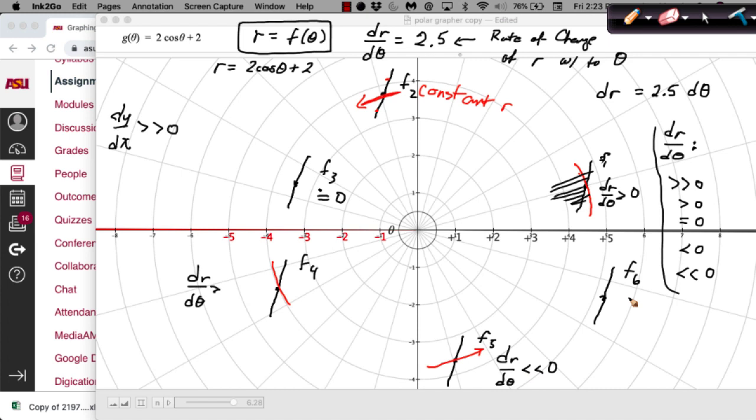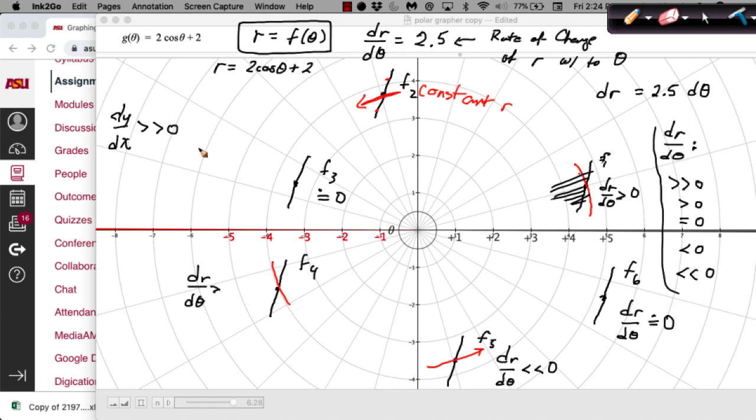And finally, F6. About 0. Right? R is staying constant as we go counterclockwise. Does it make sense? So again, I drew them all with the same slope, the same xy slope, so they all have the same slope, y as a function of x, but in the polar plane it's totally different, right? They have all different rates of change based on whether we're getting closer to or farther away from the pole as you go around counterclockwise.